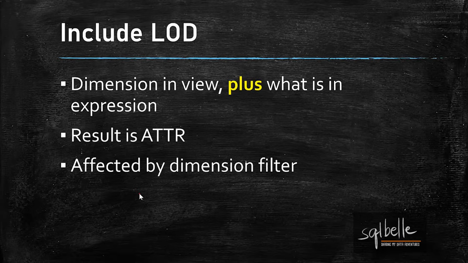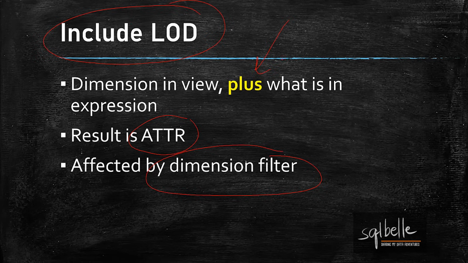The third LOD type is the include LOD. So this is very similar to the exclude LOD. The result is an aggregate in the form of the adder. The result of an include LOD is also affected by dimension filters. And really the only difference between include and exclude, the exclude LOD subtracts or takes away a dimension in its own expression. Therefore, it gives you a rolled up value. It gives you a more aggregated value. The include LOD includes more dimensions, so it puts more detail in. Therefore, it's more granular, so it's less aggregated.